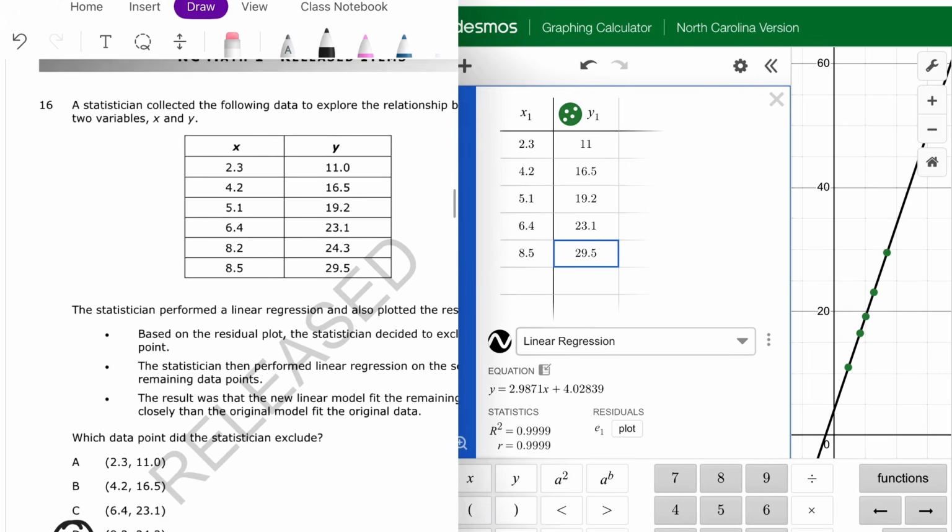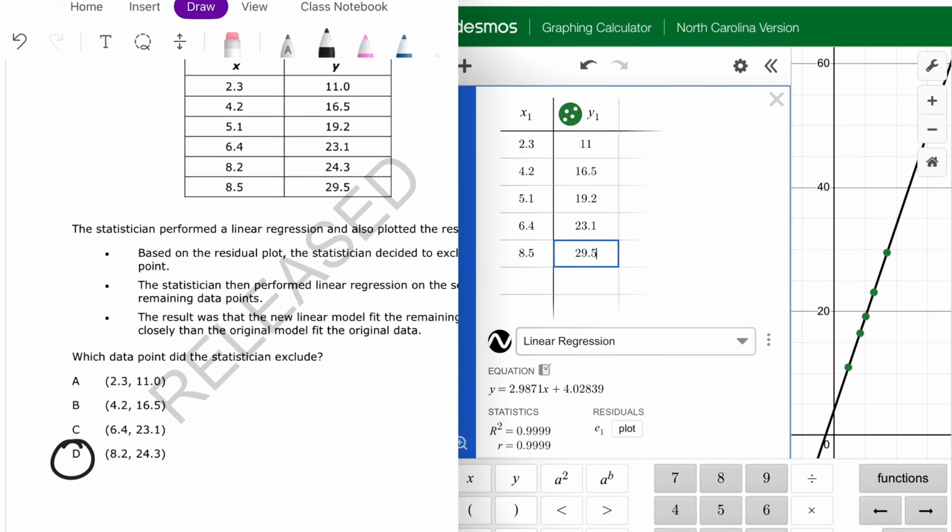You could try this out by excluding each of the answer choices and seeing which of those gets the R value closer to 1.